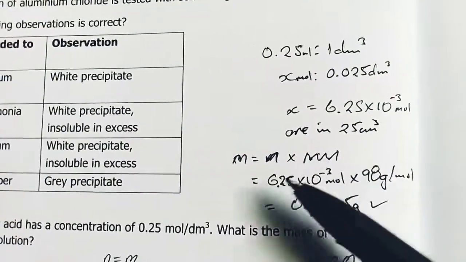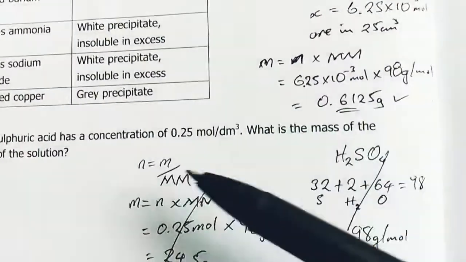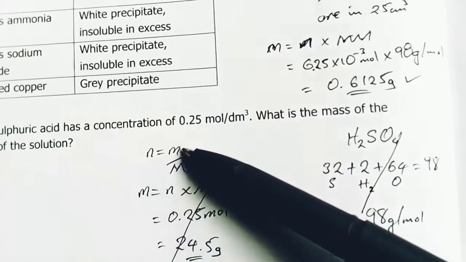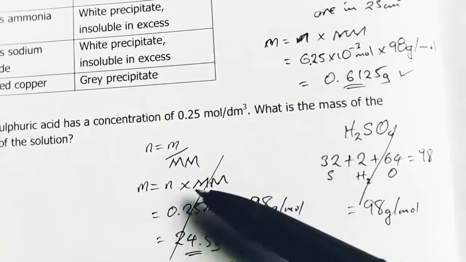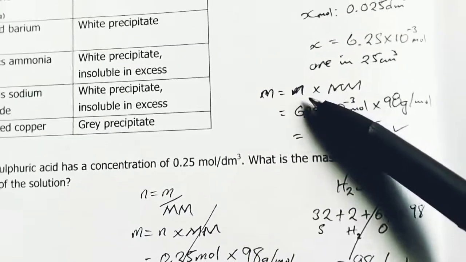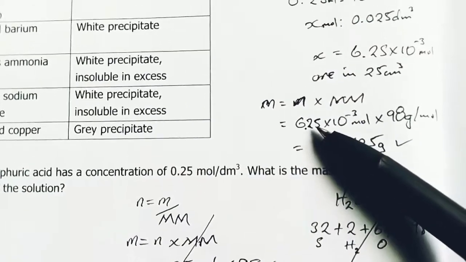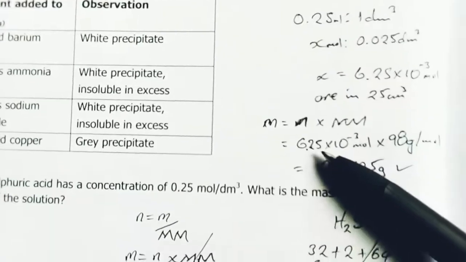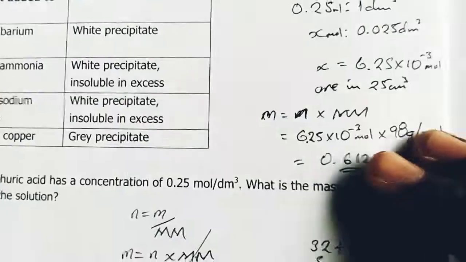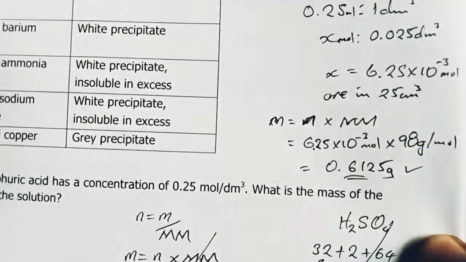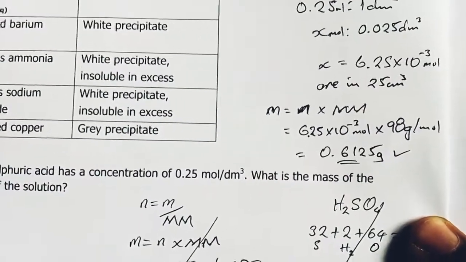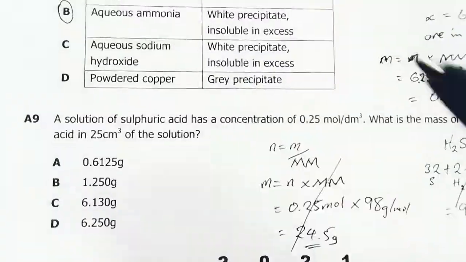Then I go ahead and plug in this formula, which I had used wrongly here. So I just make M my subject, then multiply the number of moles times the molar mass. The number of moles are found in the 25, like a small portion from the 1 liter. And then the molar mass is 98 grams per mole. Okay, then finally my answer comes as 0.6125 grams, which I didn't even write.